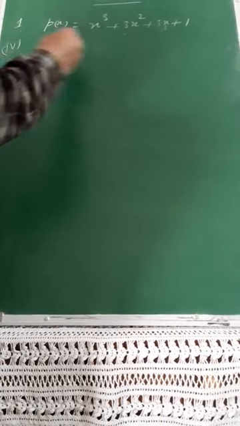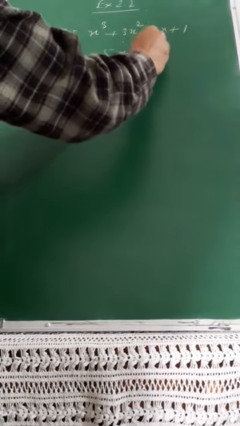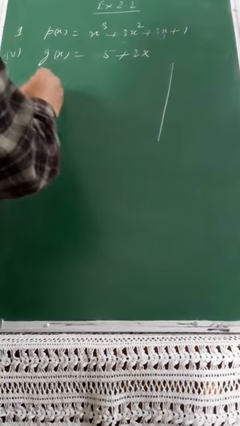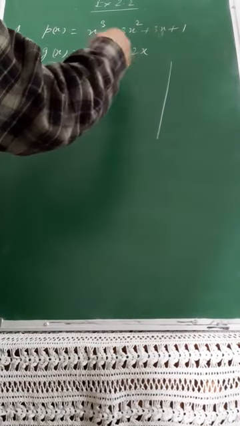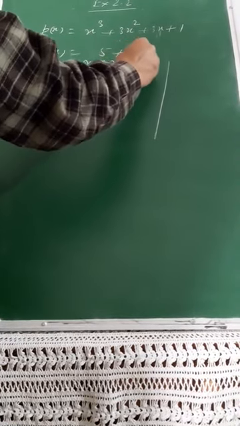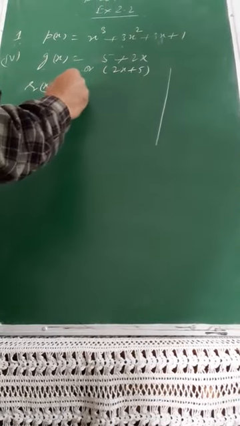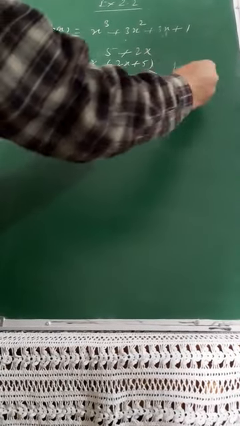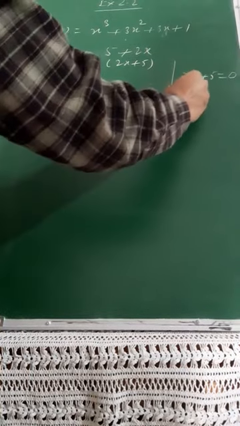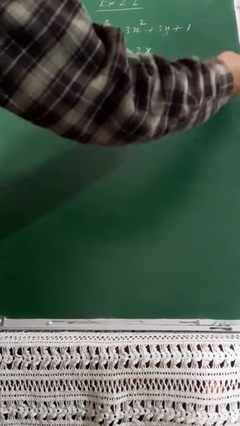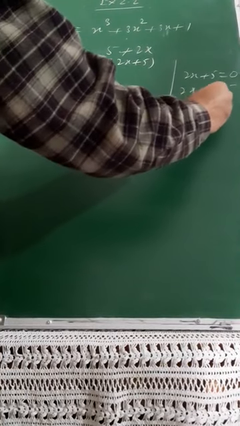In the fourth part it is 5 plus 2x. So what you do is, the divisor is x plus a, that is 2x plus 5. So the remainder will be p of minus a form. So better, in rough margin, you put that equal to 0. 2x is equal to minus 5. I am saying that it will be in minus sign. So x is equal to minus 5 upon 2.